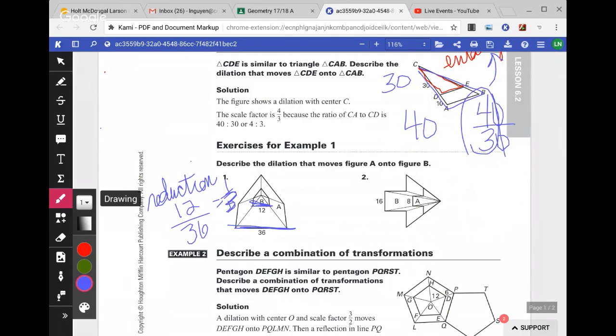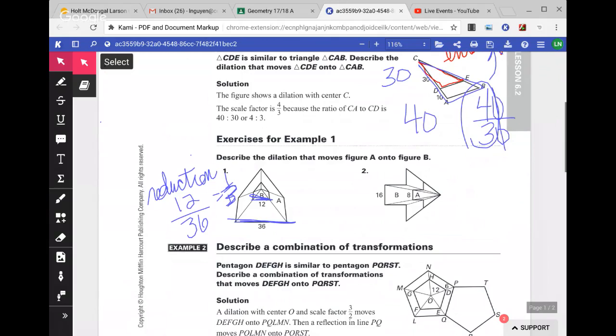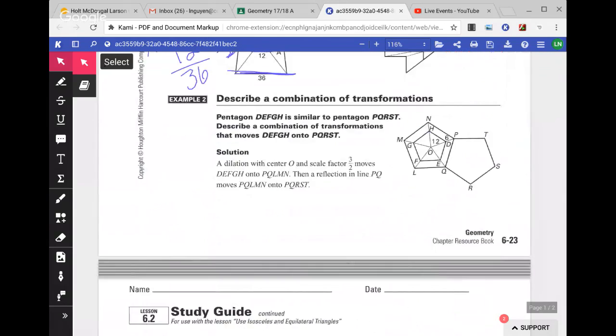The same with 2, except you're going from A to B, so it's getting larger. So you put 16 on top. And then this one, they also did some adding. I wanted you to see where this came from with their adding.